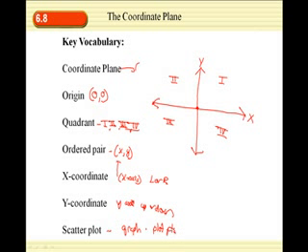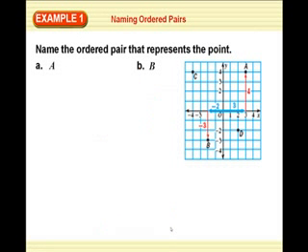So all of this is on the top of page 313 in your book. You can see all sorts of different points and different places where it's talking about all of these vocabulary words. So let's go. Name the ordered pairs. So A, where is A located? You always start at the origin 0, 0, and you move to the right, then you go up. So this one is over 3 and up 4. So 3, 4 is its location.